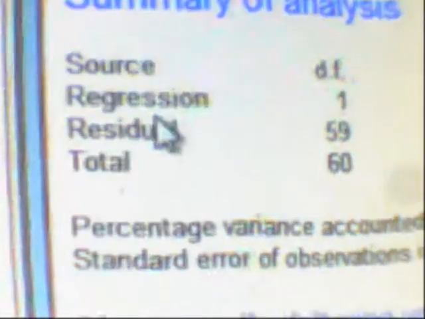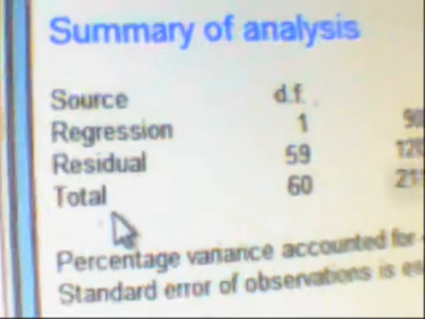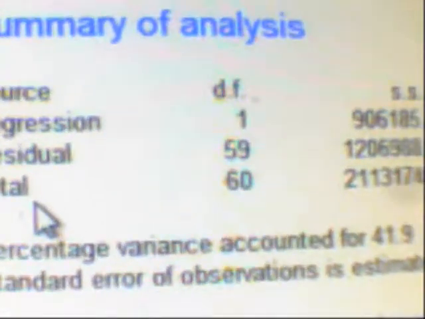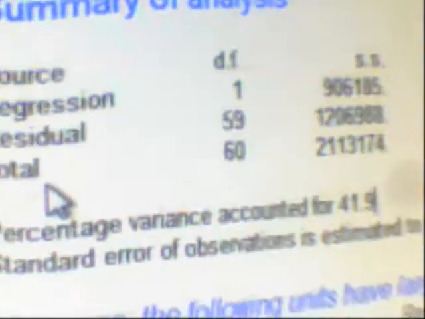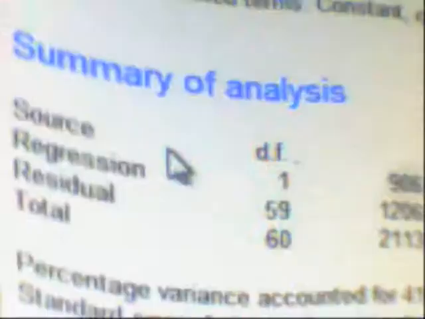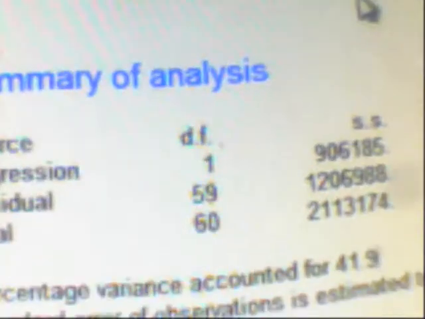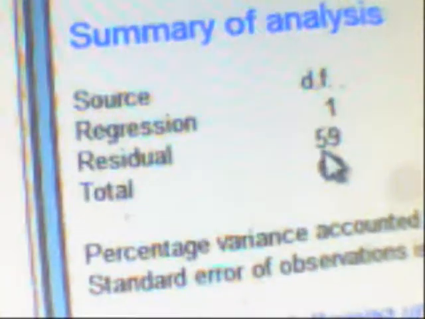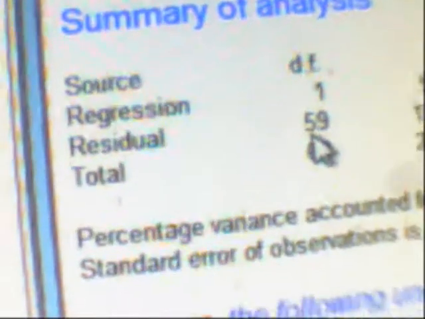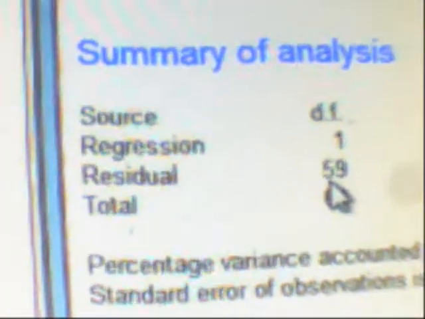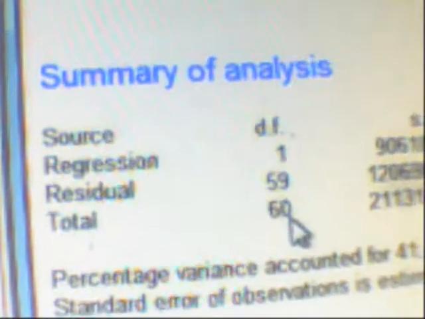So you've got regression, residual, and total. You might recognize this as a so-called ANOVA table, an analysis of variance table. And we've got these degrees of freedom, which is n-1. So there are two variables, mortality and calcium. So that's 2 minus 1 equals 1. And we've got these n-1 individual numbers in the table. So 60 in total, but 60 take away 1, 59. I've got a total of 60.